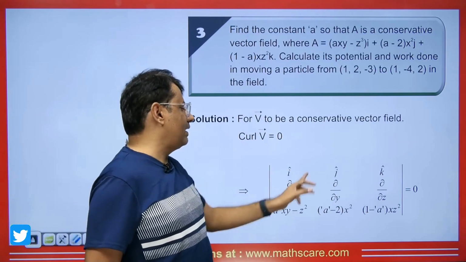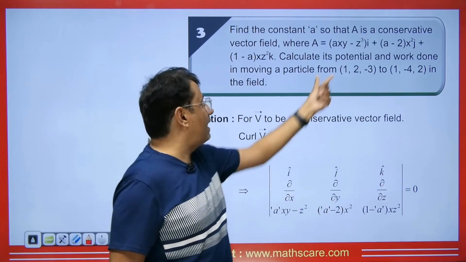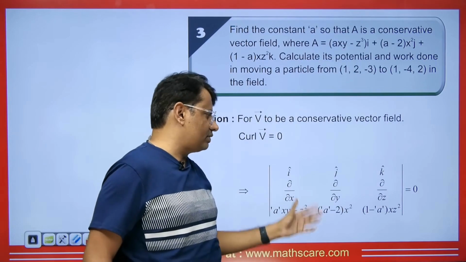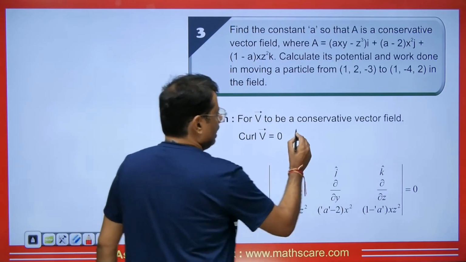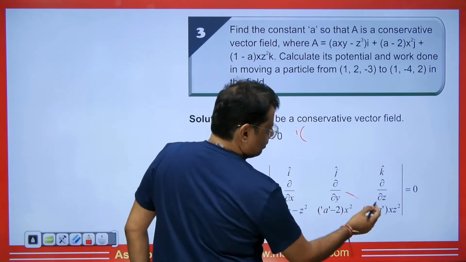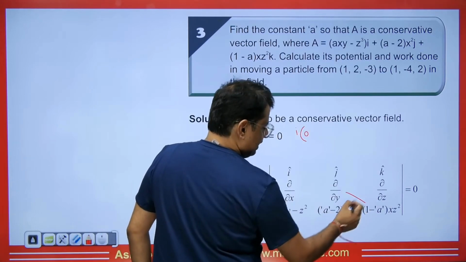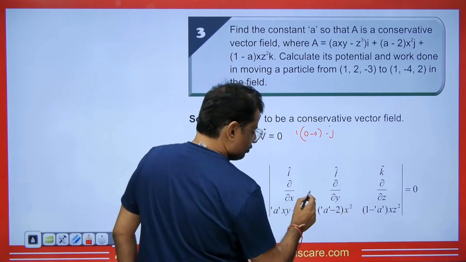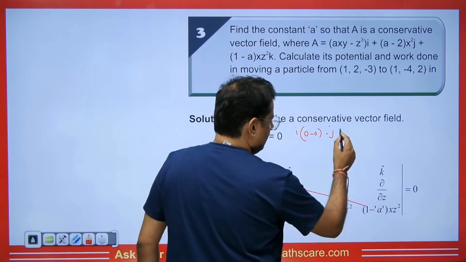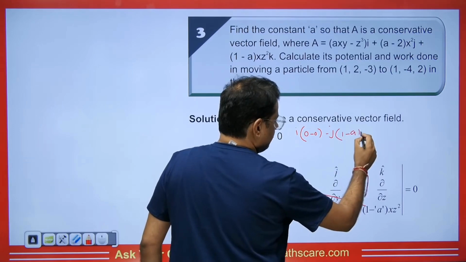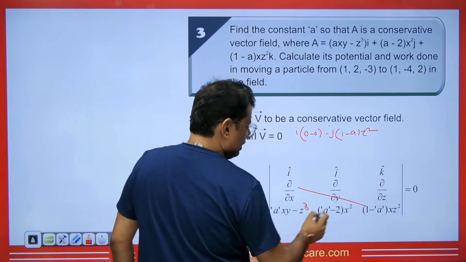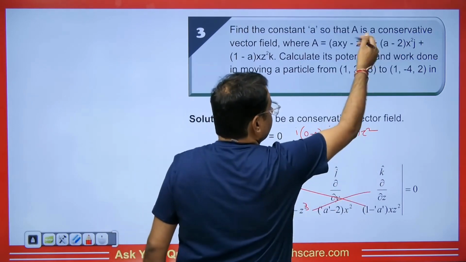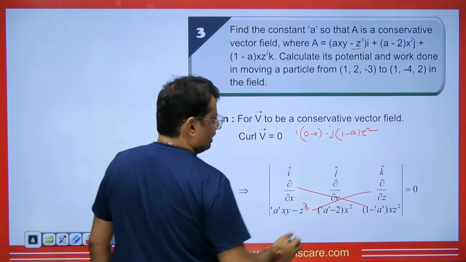So i j k, del by del x, del by del y, del by del z, and we have the coefficient of i, coefficient of j, coefficient of k. Let me explain this to you. i into, right, calculate this with respect to y, but it is not there. Here it's z, we will do this with respect to z, minus j. In the case of j, we'll do its derivative with respect to x. Students, this will be 1 minus a, z², this is z³. Then with respect to z, pay attention, it was z³ here. Then with respect to z, this will be negative.